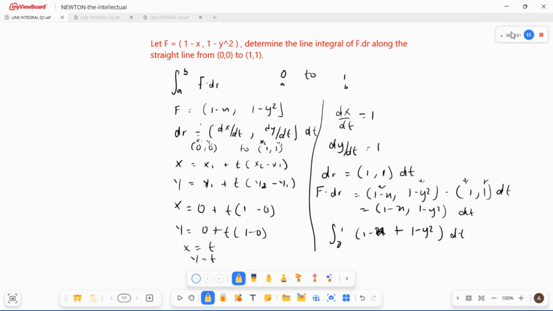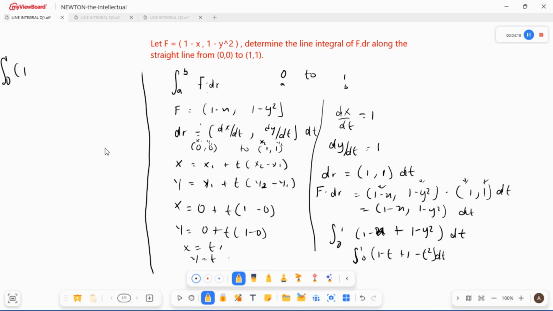Now remember that your x is t and your y is t, so we can replace x and y in this equation here. So we have this, then we have 1, 0, so we have 1 minus t plus 1 minus t squared dt, right? Right, so for me to finish off the solution on this other side of the board, let me write this. So we have the integral from 0 to 1, 1 minus t.